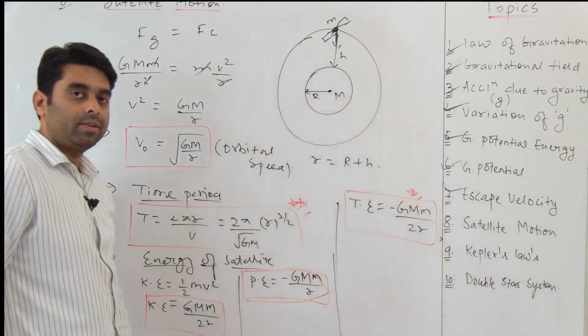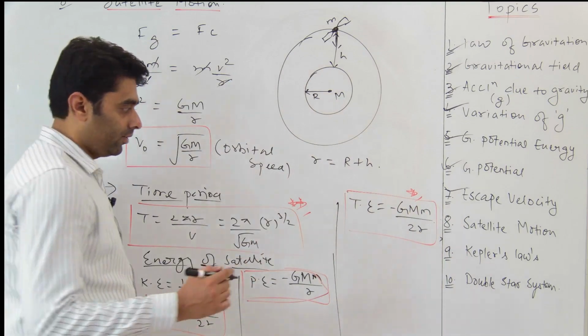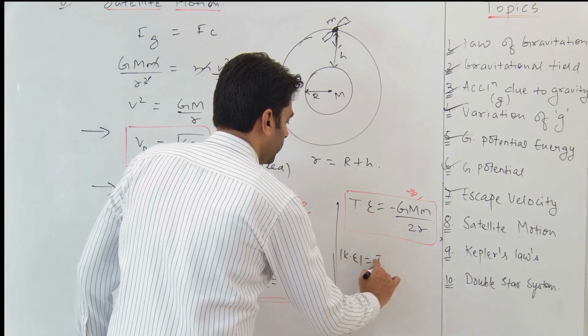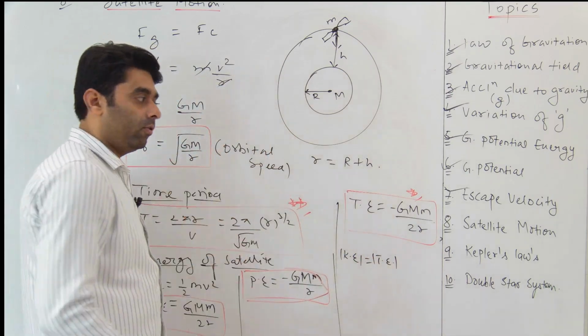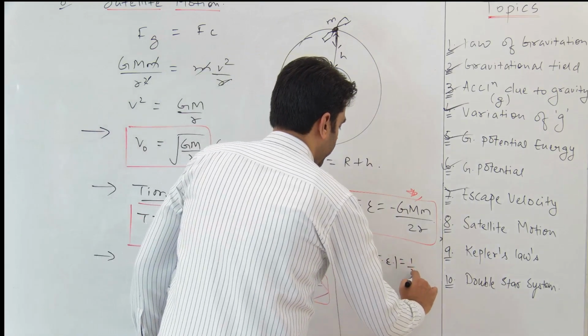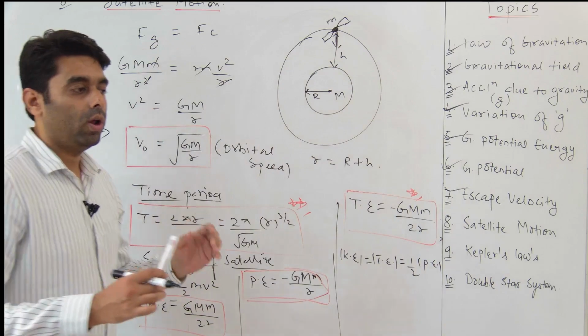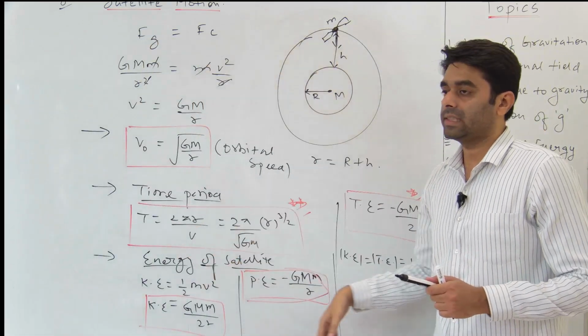From these results we can relate kinetic energy, potential energy and total energy by their magnitudes. That is, the magnitude of kinetic energy is equal to the magnitude of total energy, which is half of the magnitude of potential energy, right? So these are all basic quantities which we should remember regarding satellite motion.